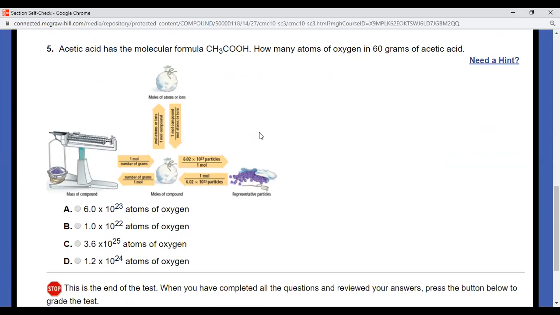How many atoms? To calculate number of atoms, what's the rule of number of atoms? Number of atoms equal number of moles times Avogadro's number. What is the number of moles? You must get number of moles first. How can we get number of moles? What is the rule of number of moles? Equal what?